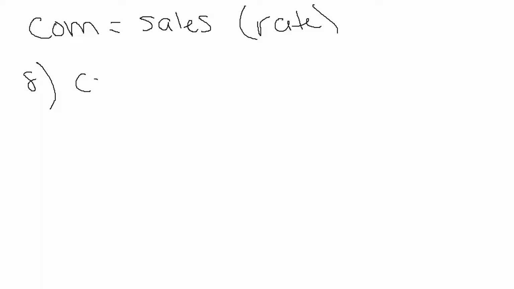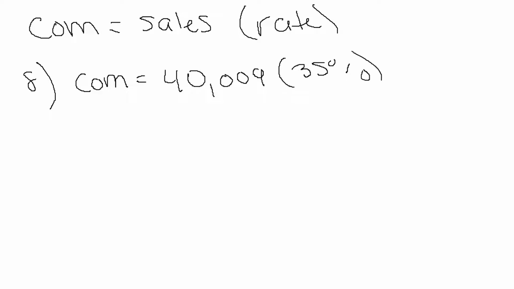So I'm going to leave commission blank because that's what I need to solve for. And now I just plug in my values. My sales is 40,009. My rate is 35%. Now remember, you can't work with a percent. So I'm going to convert that percent to a decimal by moving my decimal over 2 places.